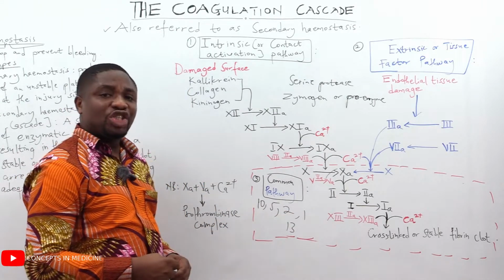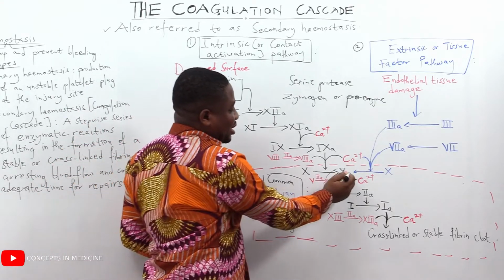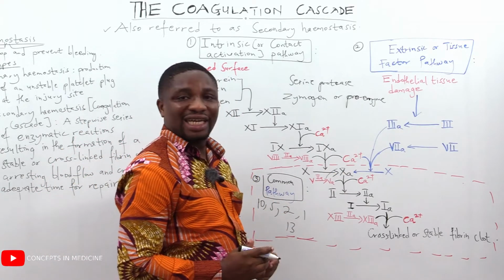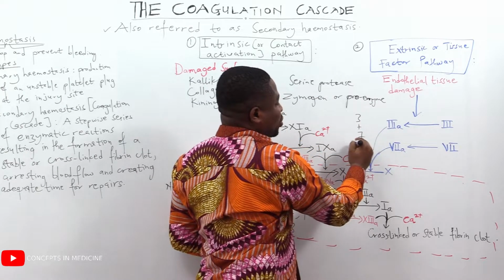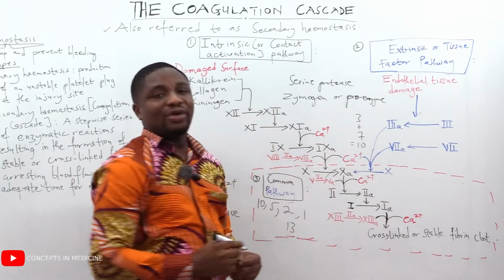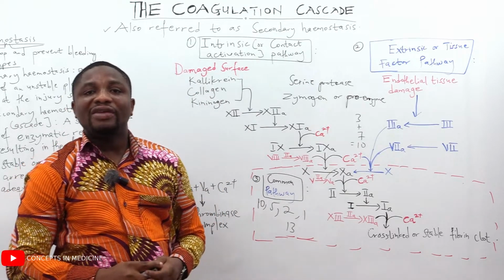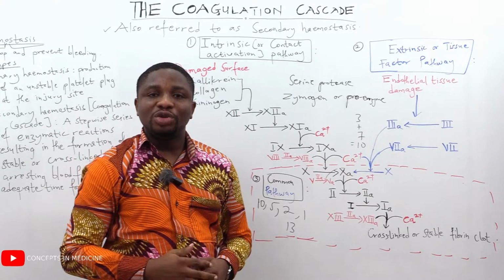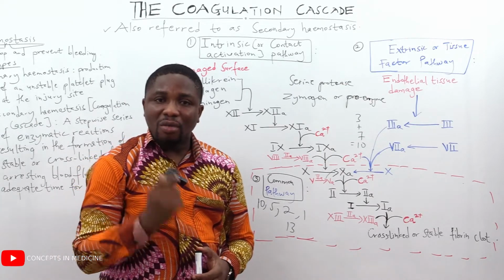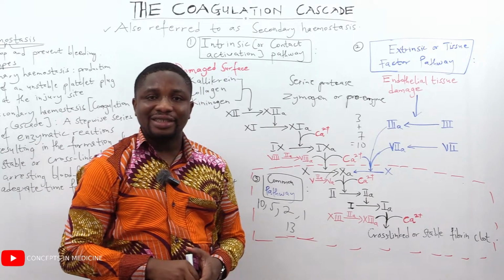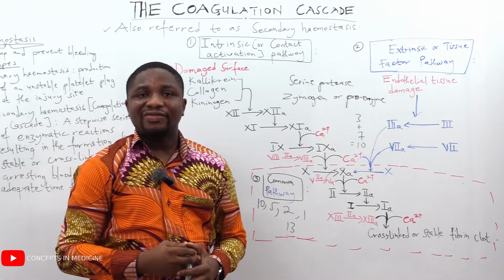What of the extrinsic pathway? Simply put, to get to 10, you will need a sum. And what is that sum? That sum is going to be 3 plus 7, which will give us 10. So for the extrinsic pathway, you have factor 3 and factor 7 contributing to that pathway. And then once again, for the common pathway, you have factor 10, 5, 2, 1, and finally factor 13.